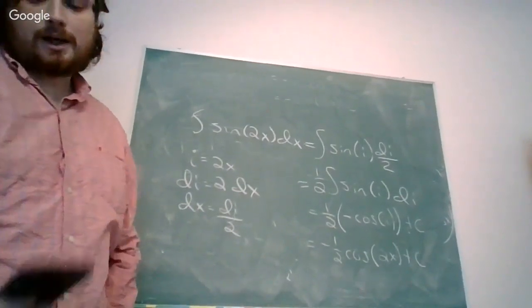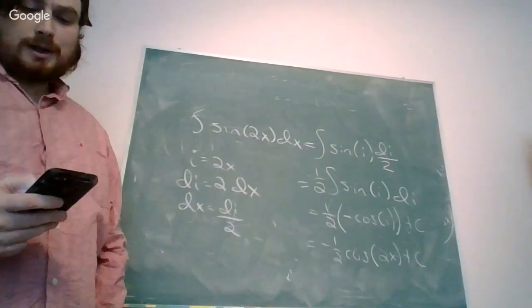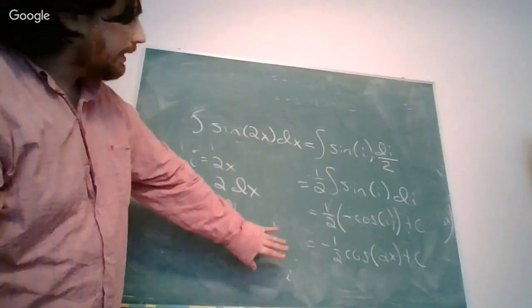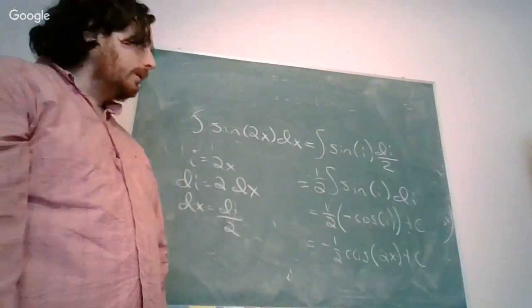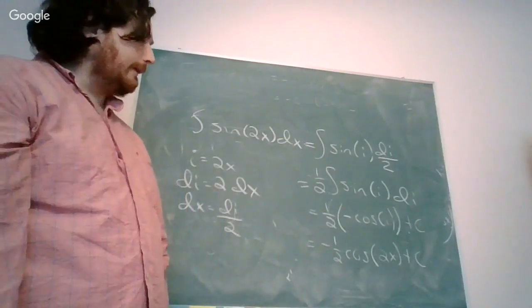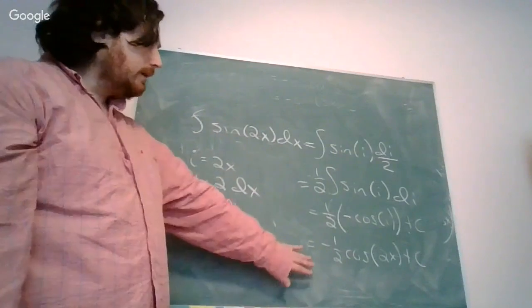Again, we substituted in i. We made an easier problem. And then we continued on until we got our final answer, which would be negative 1/2 cosine 2x plus c. And again, it is a good idea to check your work here.